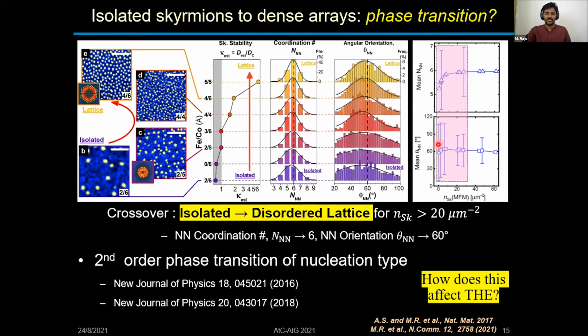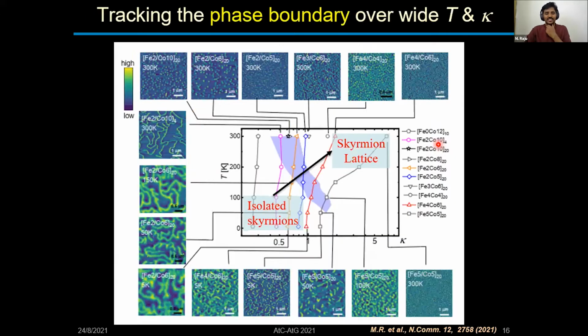So how does this affect the topological Hall effect in this kind of systems? To answer that question, first we establish the boundary between this transition between isolated and lattice phase over a wide range of temperature and magnetic interaction strengths. So if we do some laborious imaging experiments, it's possible to track this boundary as a function of temperature as well as magnetic interaction strengths.